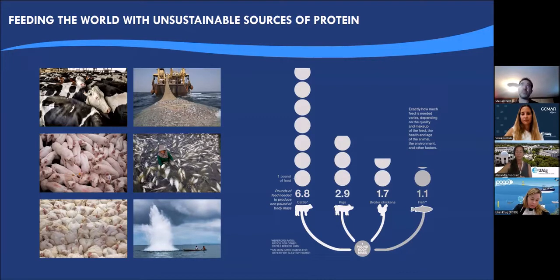The way that we raise these animals is also not sustainable in the sense of the quantity of feed that we need to produce, in this case, a kilo of cattle. We need 6.8 pounds of feed to produce one pound of cattle meat, and the ratio is more or less 1-to-1 when it comes to fish. Of course, this varies depending on the species that is being produced.